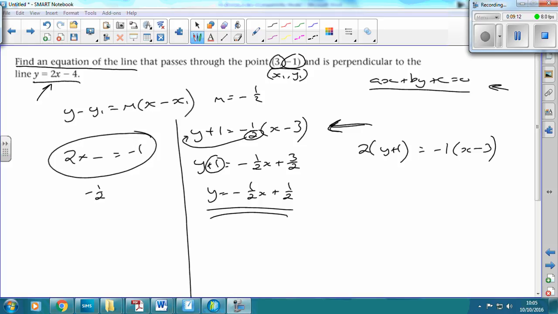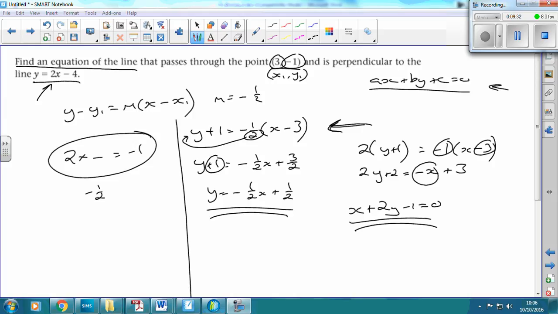And then you'd multiply out the brackets, so that's going to be 2y plus 2 equals minus x plus 3, because of course you've got the minus times the minus, so that's going to be plus. So then if you get everything onto the left-hand side, because here we've got minus x, let's make that positive, so that's going to be x plus 2y minus 1 equals 0. And these are exactly the same equations. Either one of those would be the correct answer.